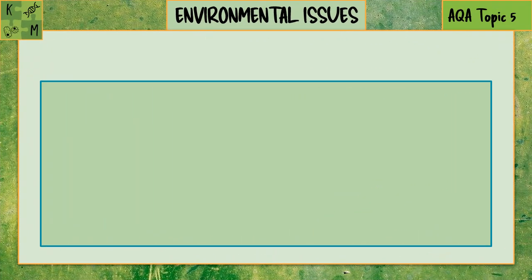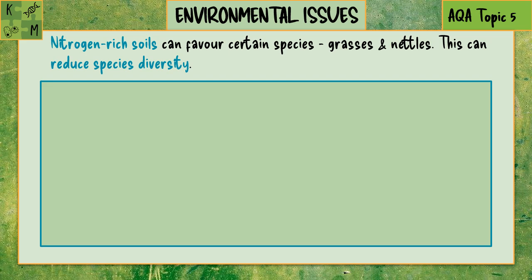We now come on to some of the environmental issues that are associated with using fertilisers. So firstly, an example of why it is so important to get the balance of nutrients right within the soil. If this doesn't happen, we may interfere with the species diversity. So for example, nitrogen-rich soils may favour certain species such as grasses and nettles. And so if those conditions are more favourable for those species, we may lose other species and reduce the diversity.